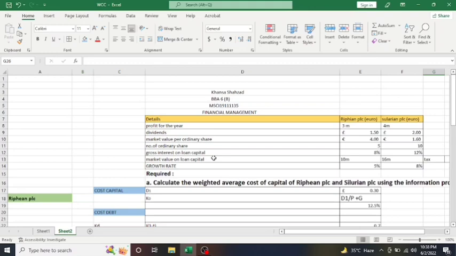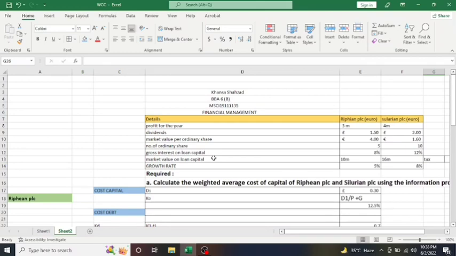Equity can be costed by two methods, that is the dividend growth model and the CAPM. We are not going to discuss them in depth. What we are going to discuss today is WACC. WACC stands for weighted average cost of capital. Now we will have a look at the question to get a better understanding of what WACC is.